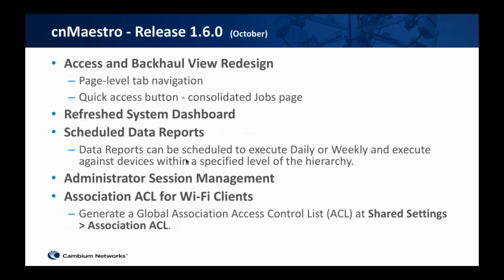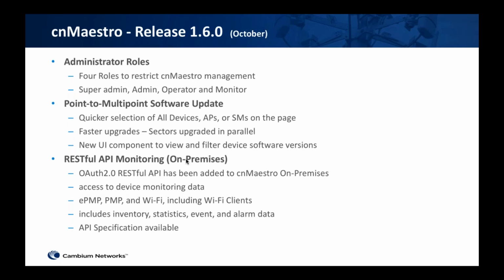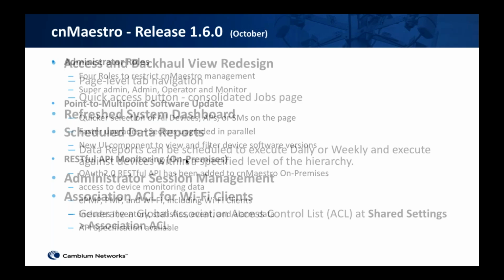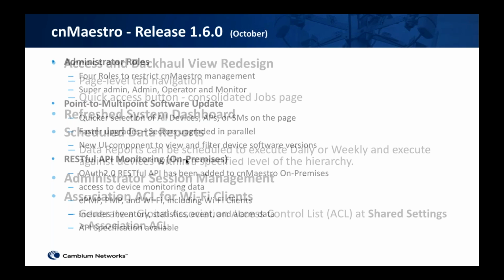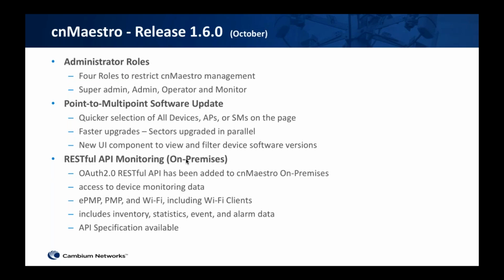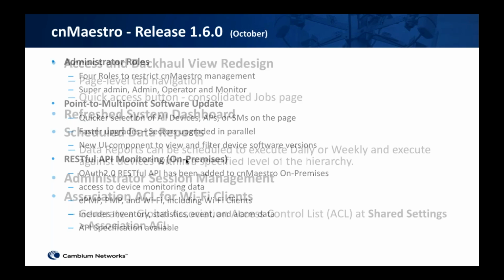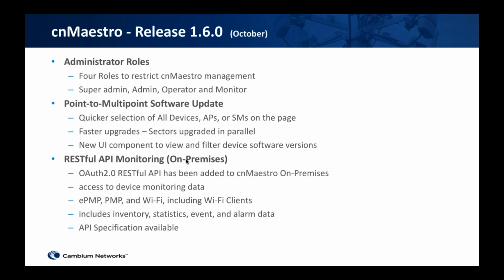We added the new REST API for monitoring. It is available only for the on-premises version right now, but you can access data available in the CN Maestro on-premises version through the REST API, which is documented pretty well right now, so you can access it. It is available for ePMP, PMP, and Wi-Fi, which is CN Pilot, and it also includes the Wi-Fi clients.